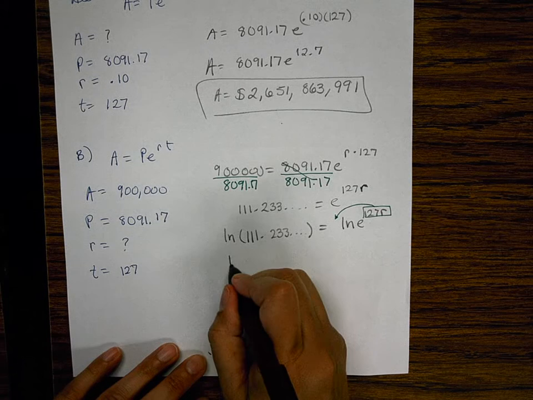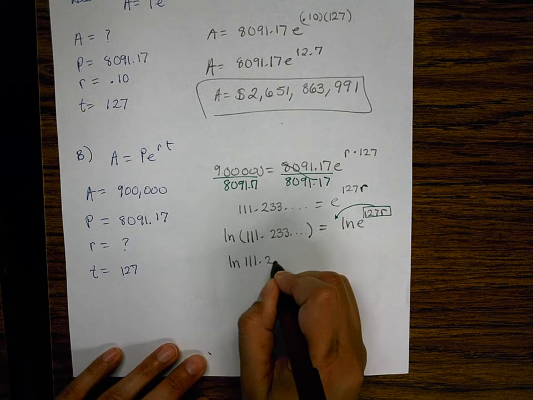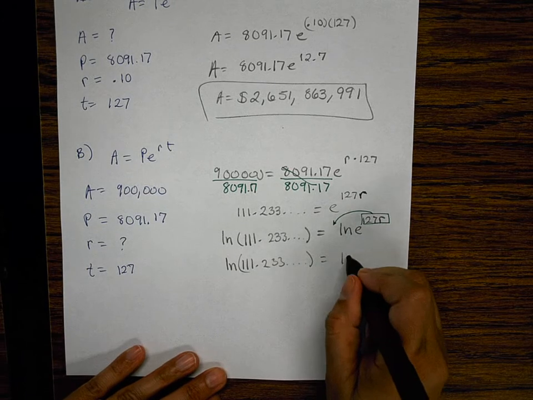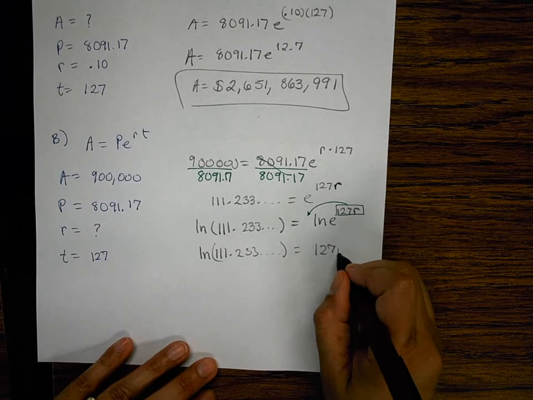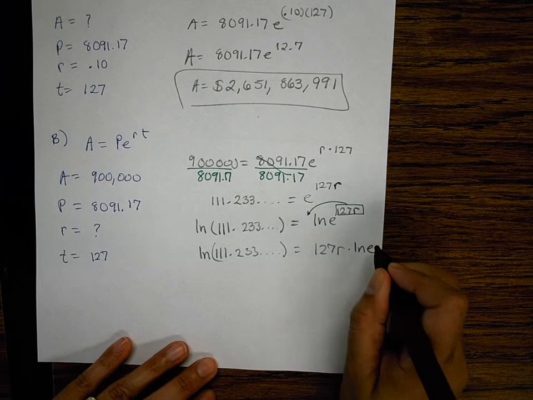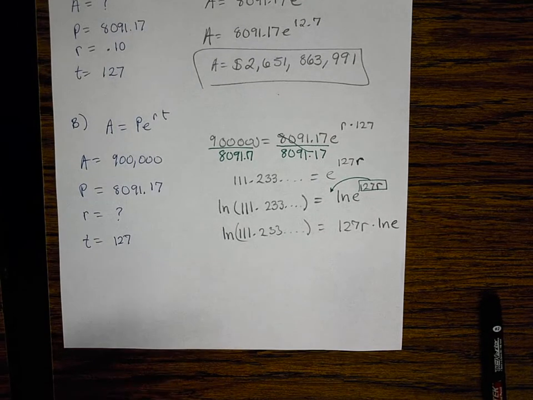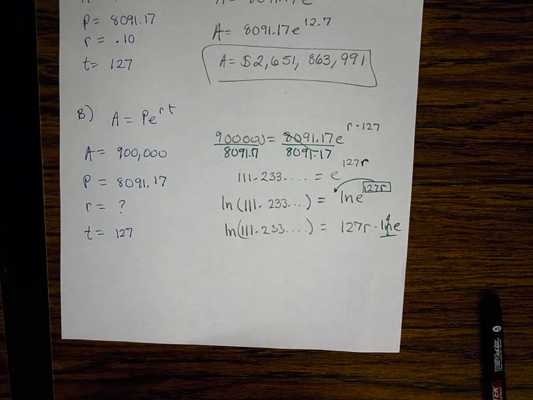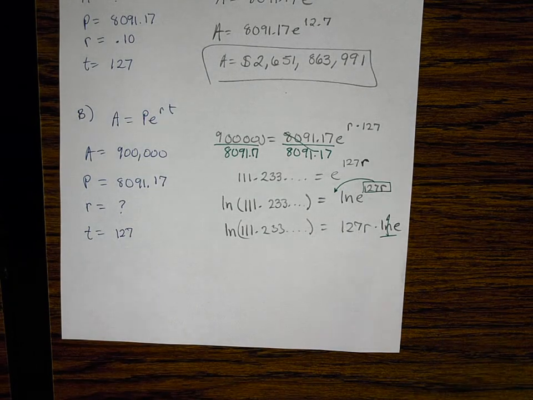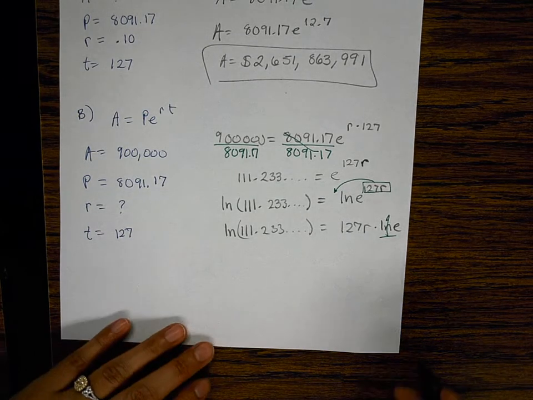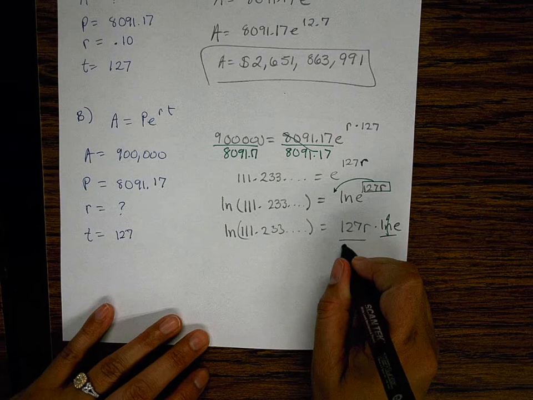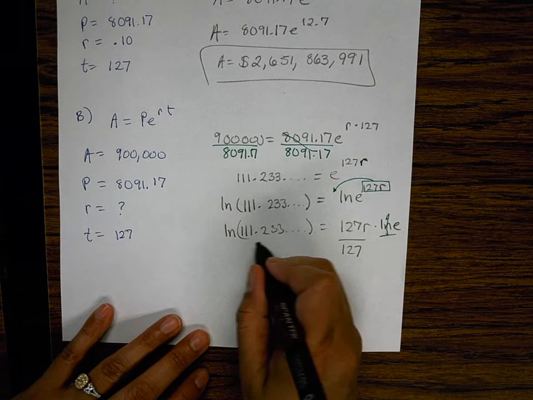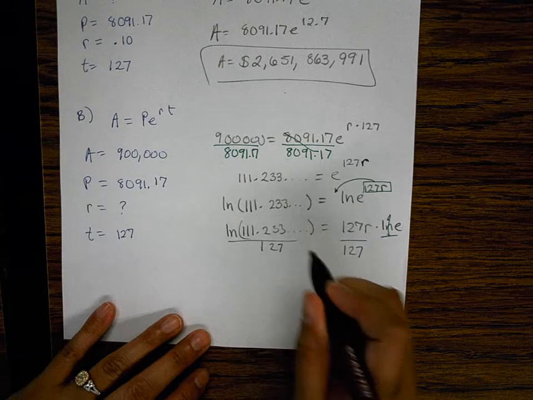ln of 111.233 dot, dot, dot, it's still in my calculator, equals 127r times ln of e. Now we've done this a few times and I'm hoping you remember ln of e is just a big 1 in disguise because ln of e is log base e of e, which is 1. Okay, so I'm going to divide both sides by 127. And now I'm ready to plug it in.